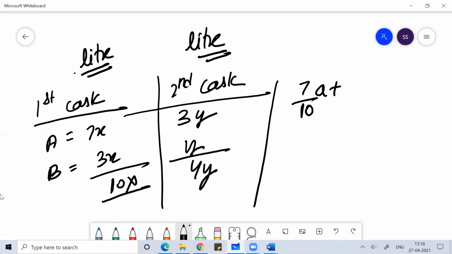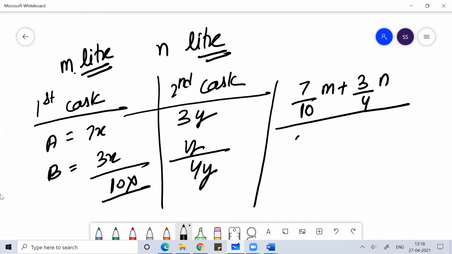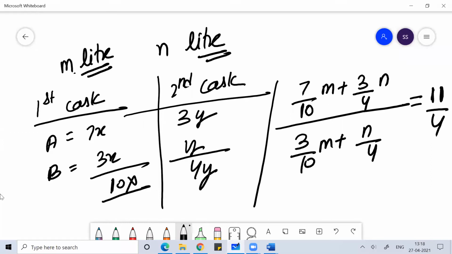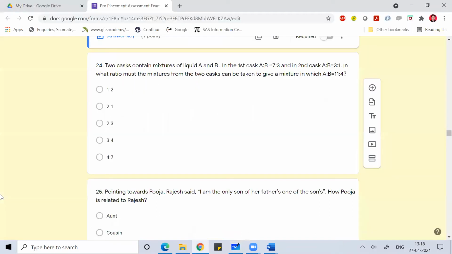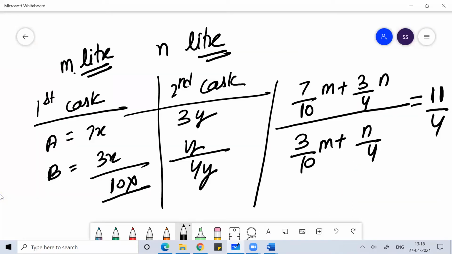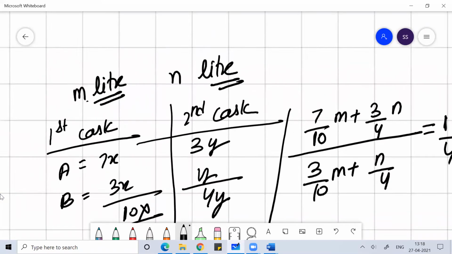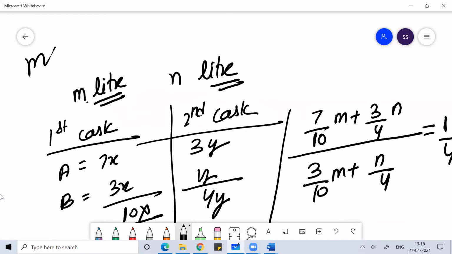Let's take M and N. If I take M liter from here, this would be 7 by 10 of M plus 3 by 4 of N, divided by B, which would be 3 by 10 of M plus N by 4. And you want this ratio to be 11 by 4, right? So you're getting it right. They're asking you the value of M is to N.